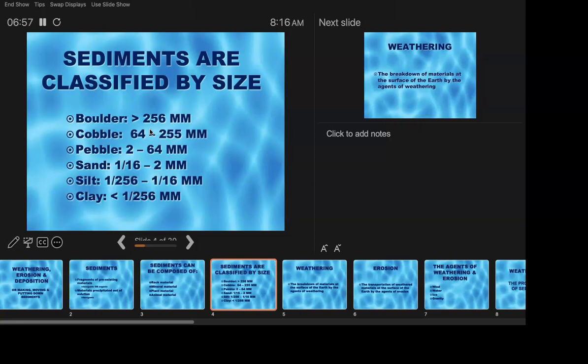So again, I argue that you guys would probably call that, if you had the word cobble in your vocabulary, you'd say, oh, look at that cobblestone. But more likely, you'd just say rock, right? So boulder isn't nearly as big as we think it is. Cobble's just about right. Pebbles get bigger than we think.